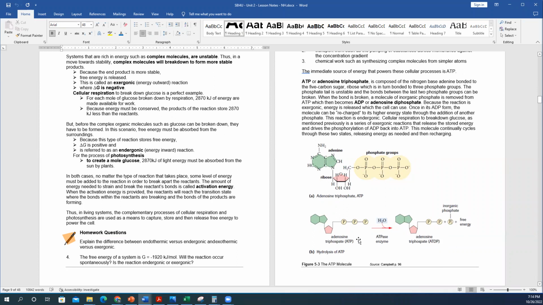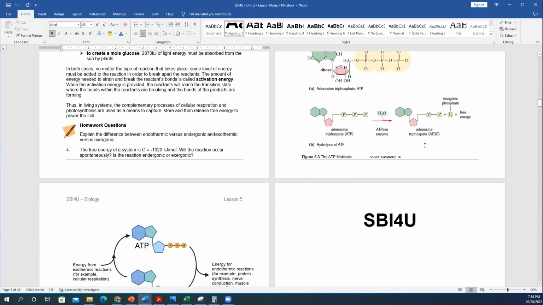And how you can have ATP, and you can break the bond between the second and the third phosphate here to free up an inorganic phosphate and some free energy. So you can get ADP, a free phosphate, and some energy, and that's how ATP is an energy molecule.